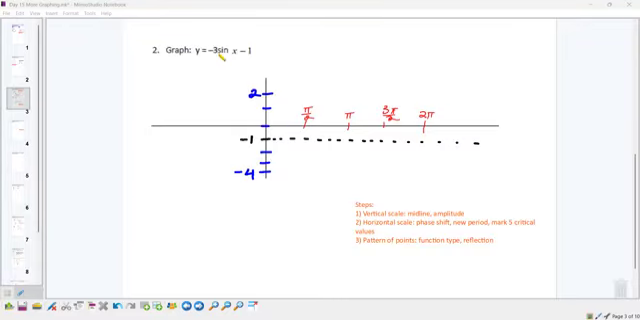And now our pattern is a sine pattern, but reflected. So we're going to start midline, but then go to the minimum, back to the midline, to the maximum, to the midline. And there is our reflected sine graph.